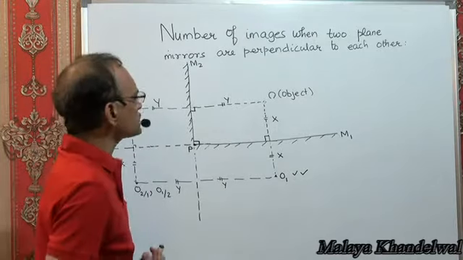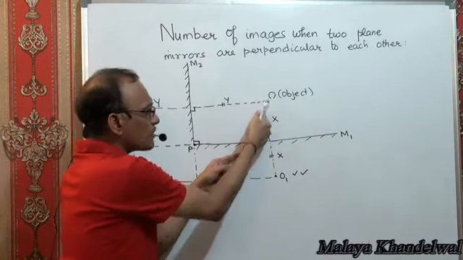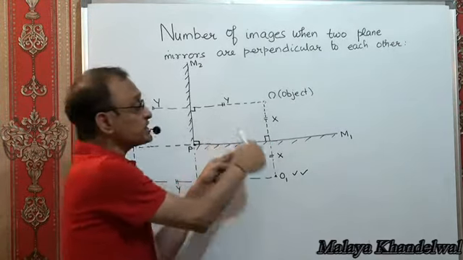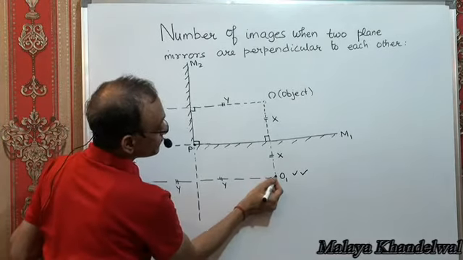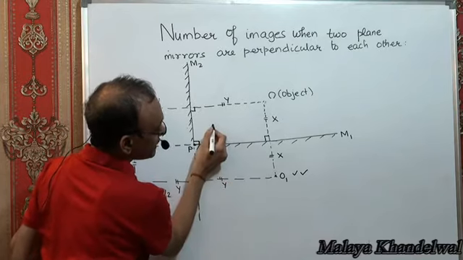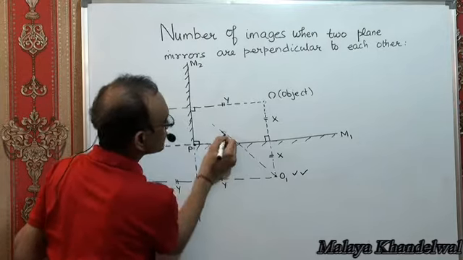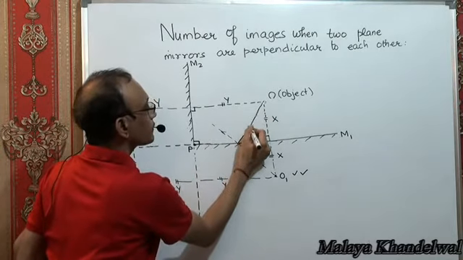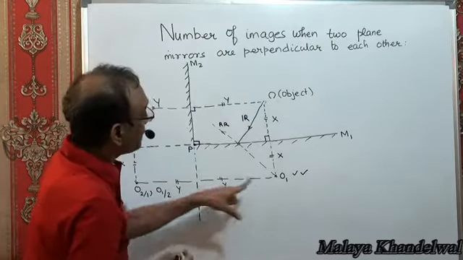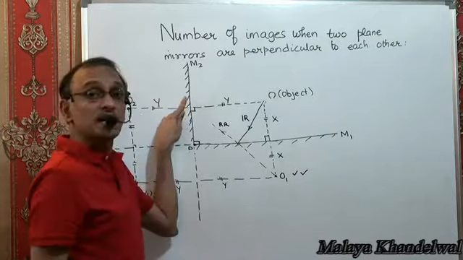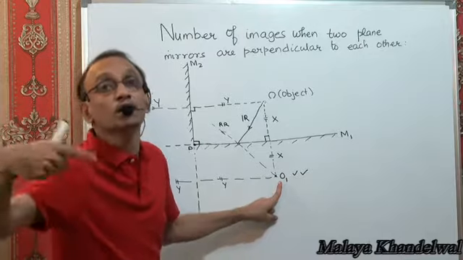Now realize that rays of light that start from O and get reflected by the mirror M1, there could have been a ray something like this, for example. This could have been an incident ray and this could have been a reflected ray. That means this reflected ray will become an incident ray for M2, and this will become like a virtual object for M2.